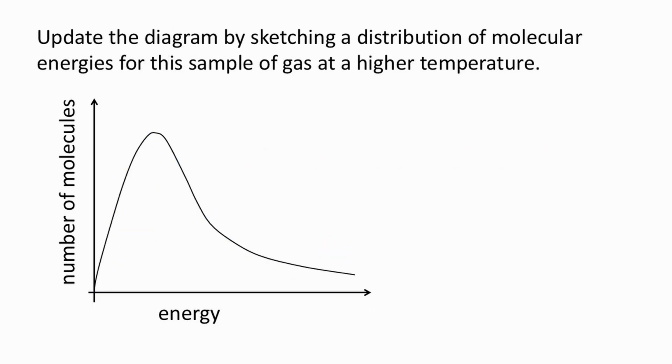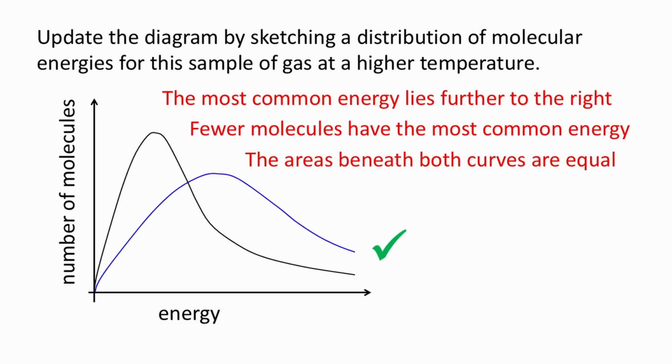Here's another common question. Update the diagram by sketching a distribution of molecular energies for this sample of gas at a higher temperature. At a higher temperature, particles have more energy, so the most common energy lies further to the right. Fewer molecules have the most common energy.